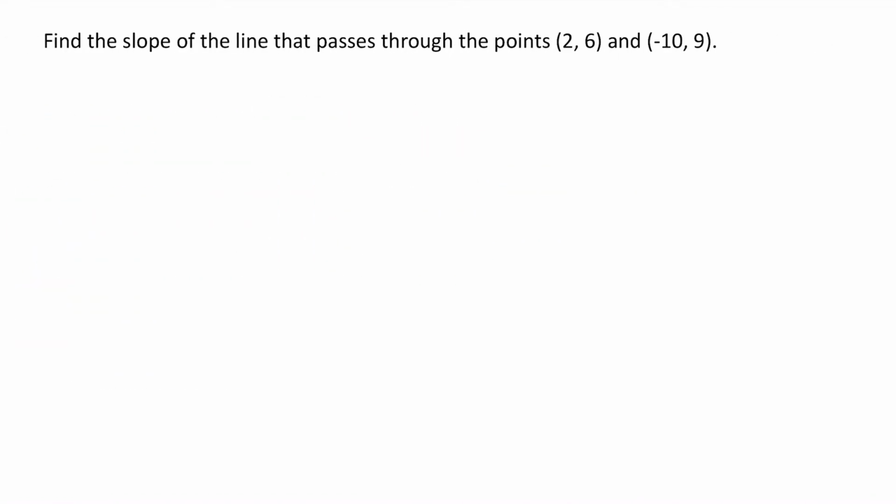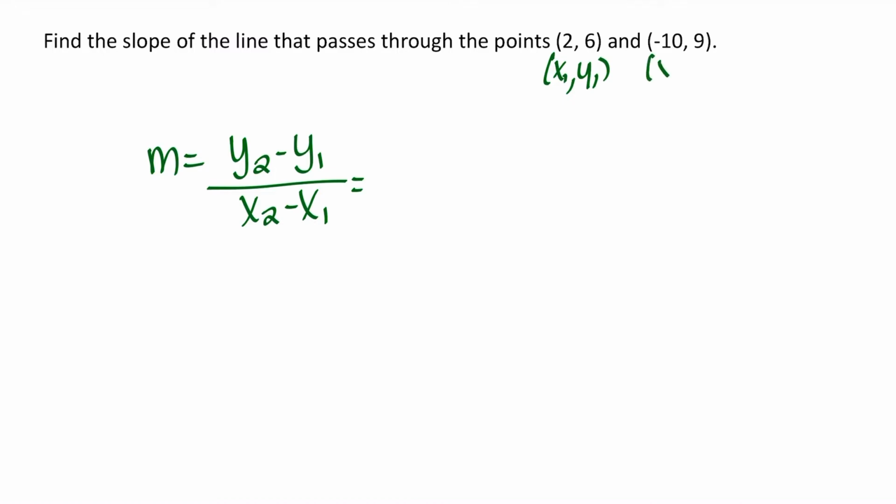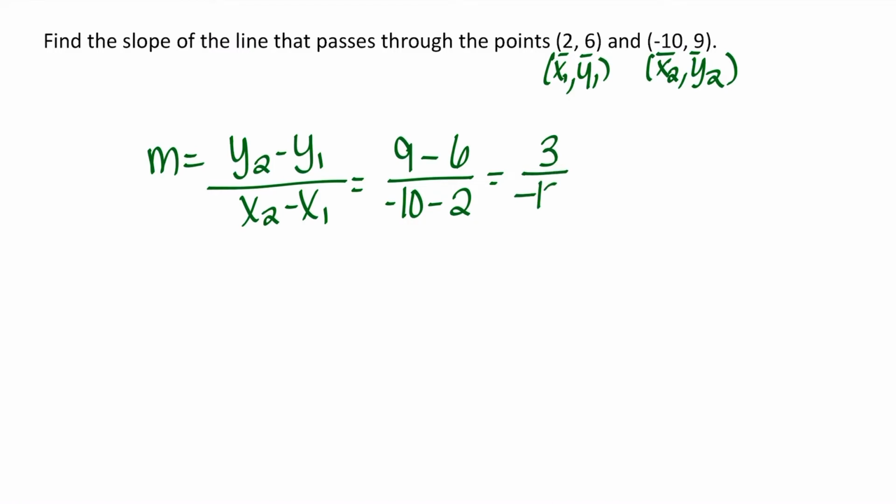Now let's find the slope of the line that passes through the points (2, 6) and (-10, 9). We have once again our formula, m equals y2 minus y1 divided by x2 minus x1. Let's label our points. I'm going to call (2, 6) x1, y1, and (-10, 9) x2, y2. When I plug into my formula, I have y2, which is 9, minus y1, which is 6, over x2, which is -10, minus x1, which is 2. When we simplify this, we have 9 minus 6, which is 3, over -10 minus 2, which is -12.